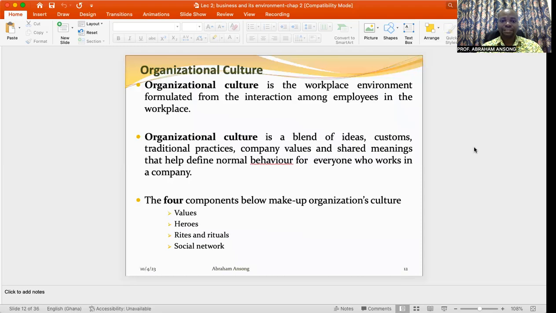Then we have the rites and rituals. Rites and rituals, a very important part of the culture of the organization. So within the African context, when we hear rites and rituals, we're thinking about sacrificing of goats or human beings or stuff like that. No, within the business context, we're talking about the standard operating procedures of the organization. All right, especially with the rituals.